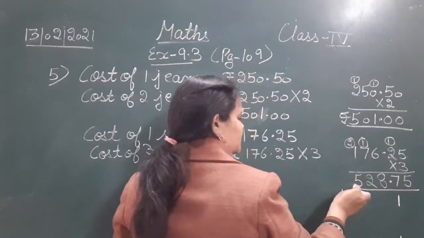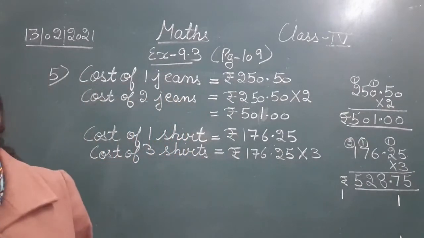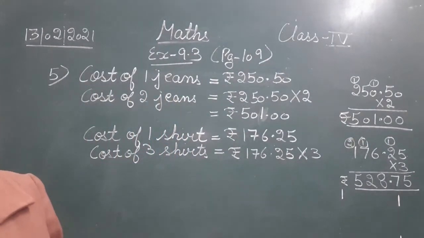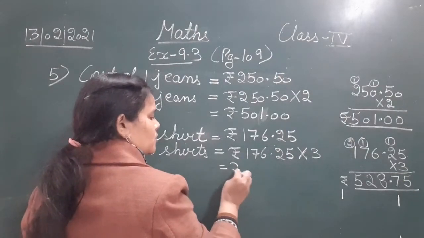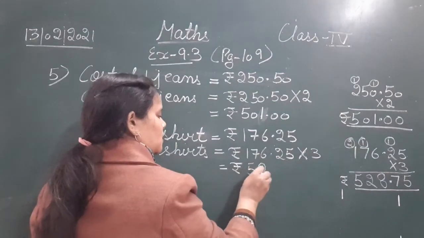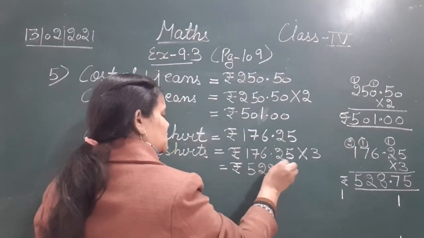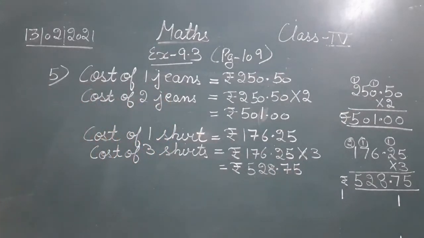So that is 528 rupees and 75 paise. So this is the cost of 3 shirts, 528 rupees and 75 paise.